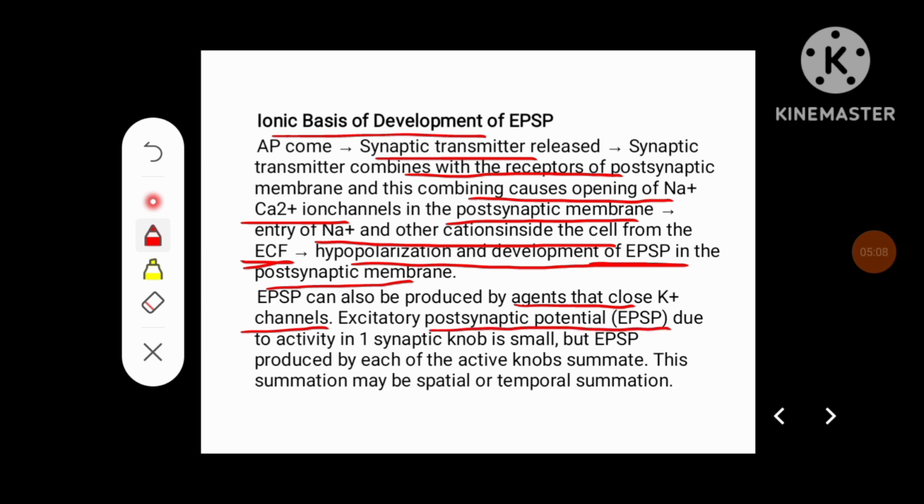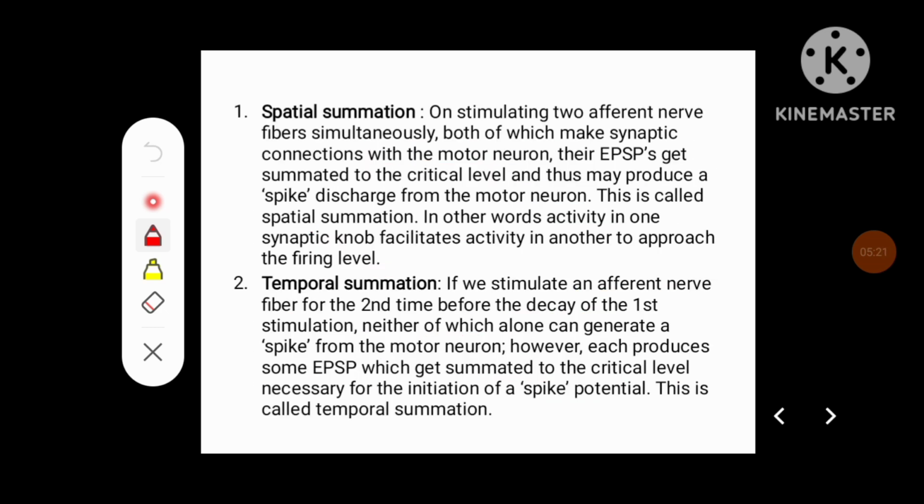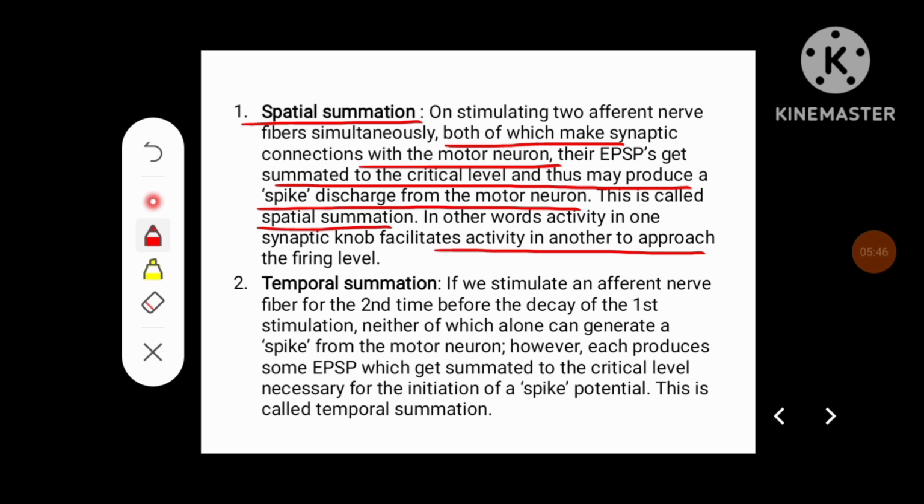Excitatory postsynaptic potential due to activity in one synaptic knob is small, but EPSPs produced by each of the active knobs can summate, and this summation may be spatial or temporal summation. Spatial summation. On stimulation of two afferent fibers simultaneously, both of which make synaptic connections with the motor neuron, their EPSPs get summated to the critical level, and thus they may produce spike discharge from the motor neuron, and this is called spatial summation. In other words, the activity in one synaptic knob facilitates the activity in another to approach firing level.